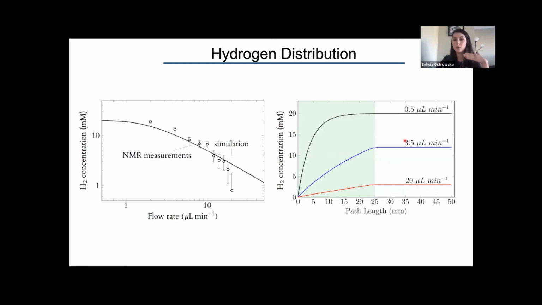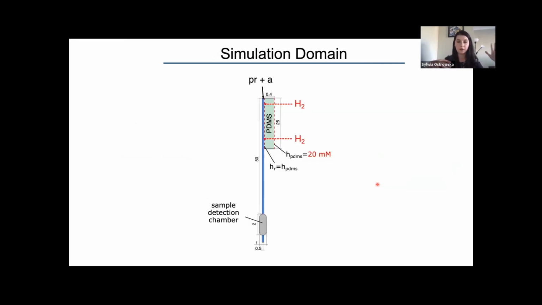But once we move to higher flow rates, such as 3.5 microliters, we are unable to saturate the channel to the full extent. So we're saturating it only to 10 millimolar, and then as we go further up in flow rate, we reach only approximately 2.5 millimolar concentration of hydrogen. And we were quite happy with these simulations, so we moved on to the full simulation. So now we still have the constant concentration at this boundary, but what we do now is also include all of the reaction equations.